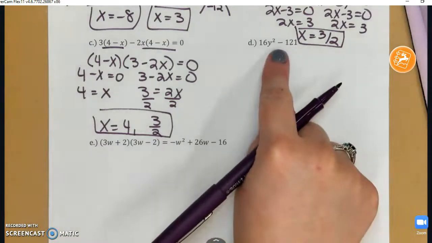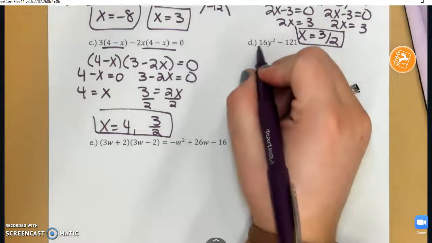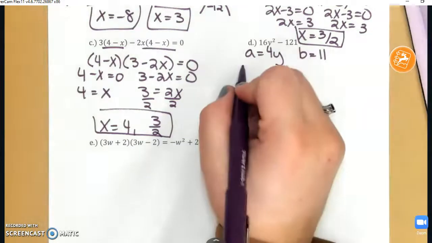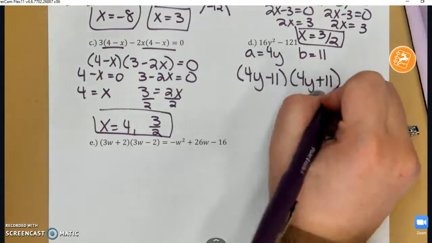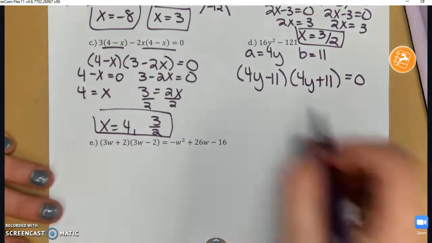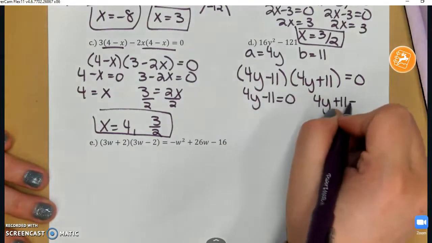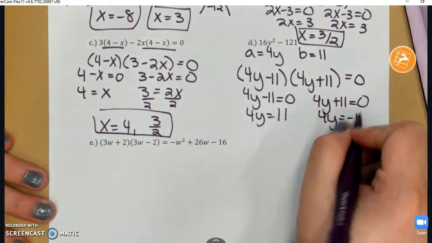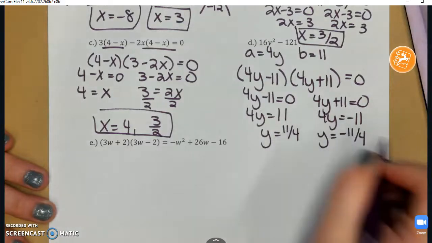Okay, on D, this is a difference of squares. So when I factor it, it's going to be a minus b times a plus b. So my a term is 4y, my b term is 11. So my factorization is 4y minus 11 times 4y plus 11, and I need to set that equal to 0. It's missing that equal sign. It has to be an equation for us to solve it. So 4y minus 11 equals 0, 4y plus 11 equals 0. So again, just easy two-step equations. Y is equal to 11 over 4, and y is equal to negative 11 over 4.